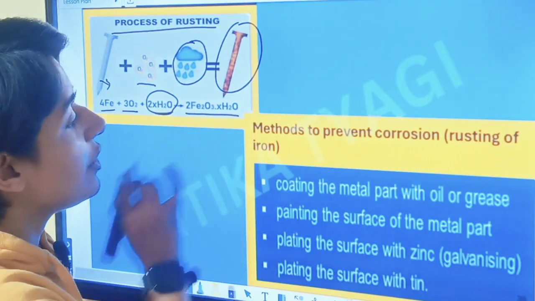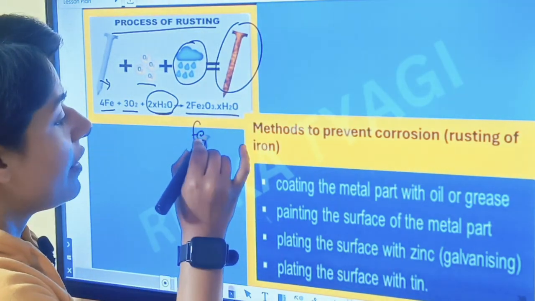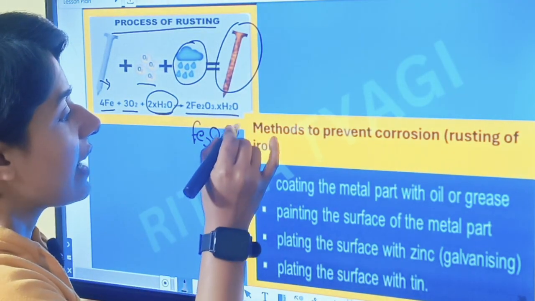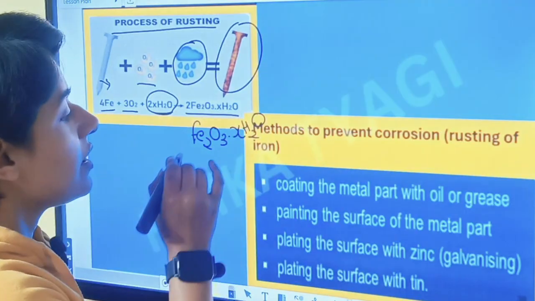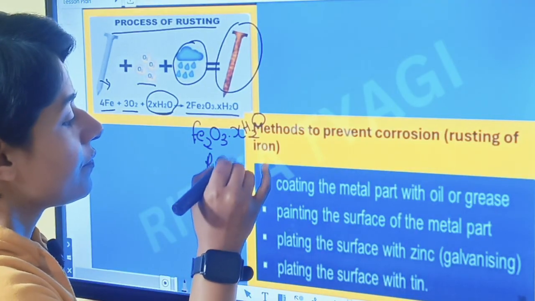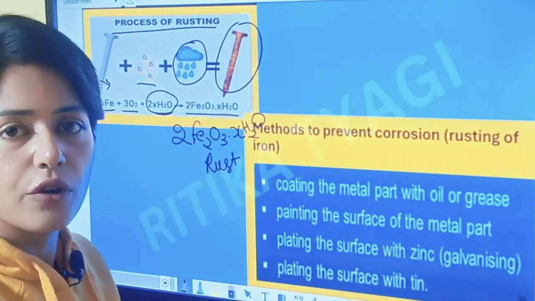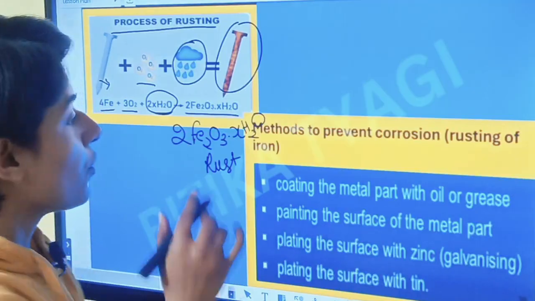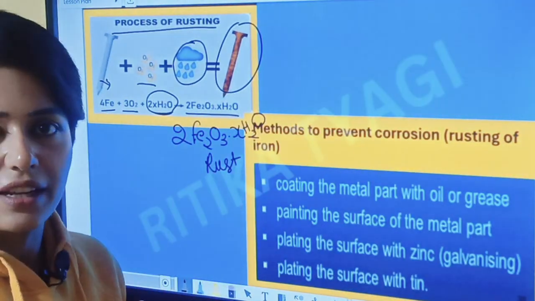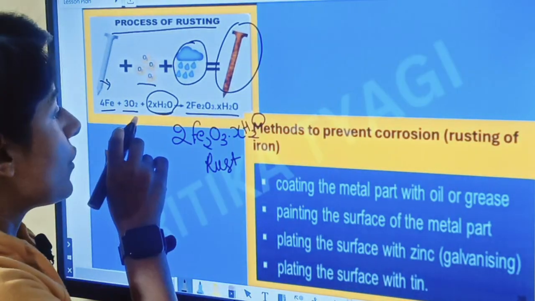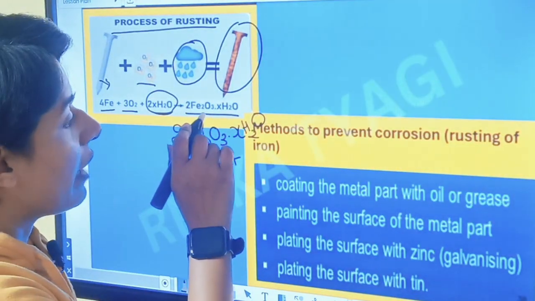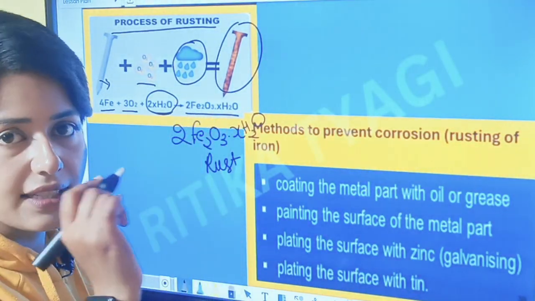Next it forms Fe2O3 dot xH2O, and it is the formula of rust. Here 2 molecules of this are formed. So it is the reaction of rusting: iron plus oxygen plus water, then it forms Fe2O3 dot xH2O.